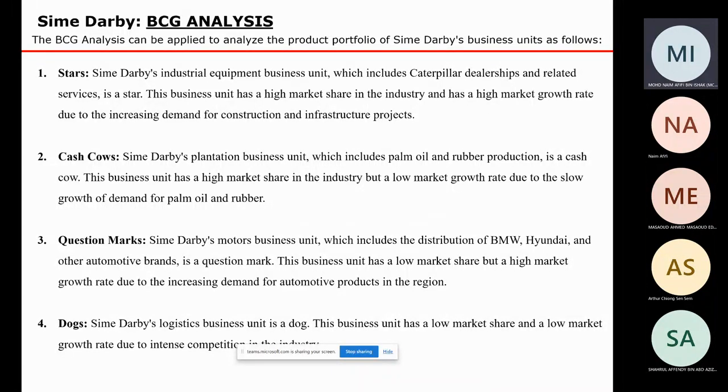On the cash cow, Sime Darby Plantation has a lot of revenue. They are the market leader in Malaysia and also among the largest in the world. The question mark here is the motor unit. They have a lot of brand models, but they are not the only ones distributing these. There are also others, and it depends on the automotive companies too. And the last one, the dog here, is Sime Darby Logistics unit, because it has low market share.